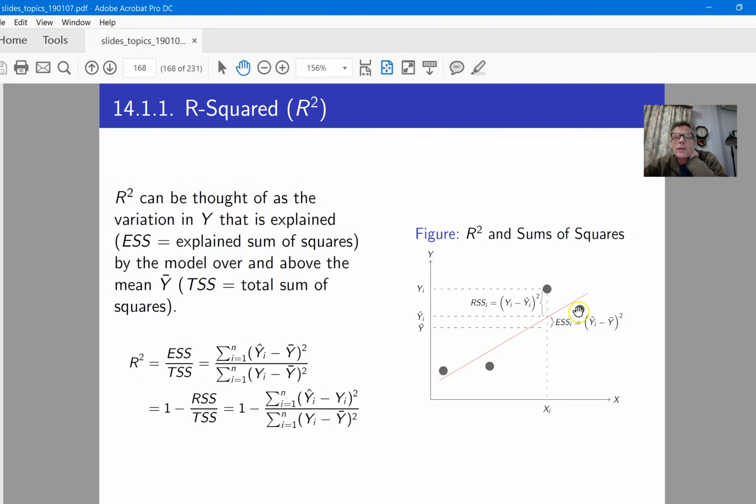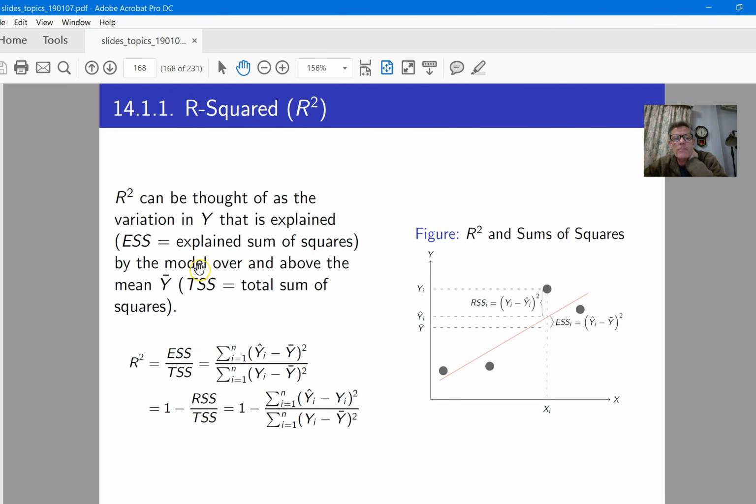So the R squared, or the error in the model, is the difference between what the model predicts and what actually happens. What actually happens is the dot. What the model predicts is the line value. That difference is the error. And what the R squared is doing is measuring essentially the proportion of the variation from the mean that is explained by the model.